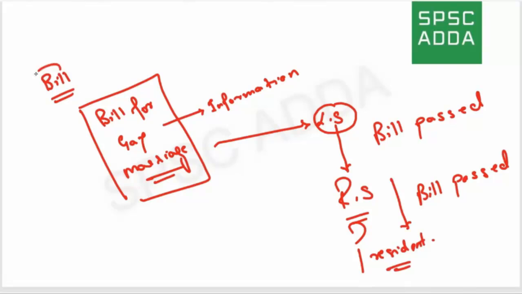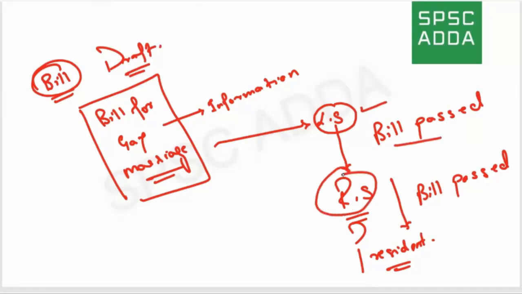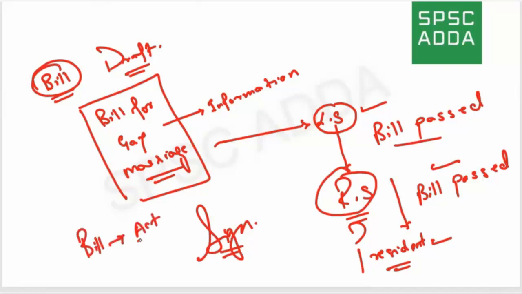So the bill is firstly drafted. A rough draft of the bill is created. It will be presented in Lok Sabha. It would be passed from there by a majority. Then it would be presented in Rajya Sabha. Then it would be passed from there by another majority. Then it would be given to the Honorable President of India. When the President of India signs the bill or gives assent, declaring that I am okay with this bill, the bill becomes an act, and this act is law.